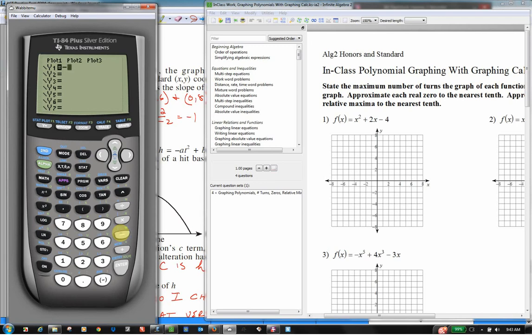All right, so with that, I'm going to clear that negative out, and I'm going to go ahead and enter this equation in, and that equation is x squared. So here's x right up here in the corner, right there, x caret 2. Then I'm going to go plus 2x minus 4. All right, so I have mine entered in. Now I'm going to go look at the graph.